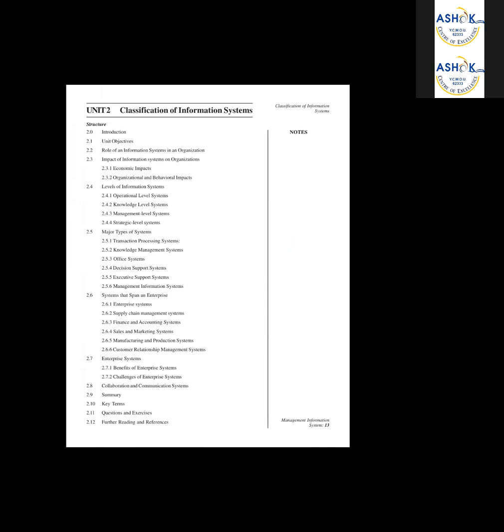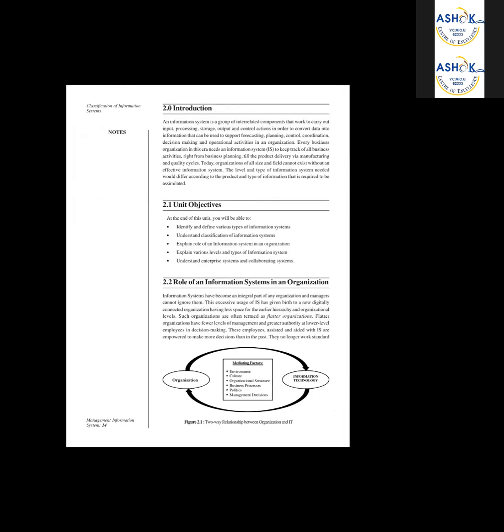Classification of information systems. An information system is a group of integrated components that work to carry out input, processing, storage, output, and controlling actions in order to convert data into information that can be used to support forecasting, planning, control, coordination, decision making, and operational activities in an organization.